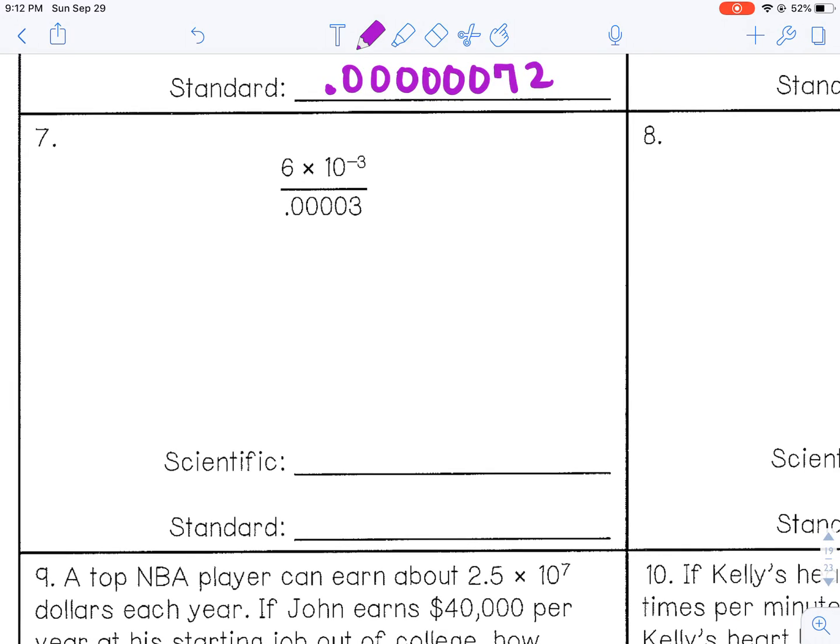Number 7, let's go ahead and do that as well. Get that denominator into scientific notation. I'm going to be moving the decimal over 1, 2, 3, 4, 5 places to the right.